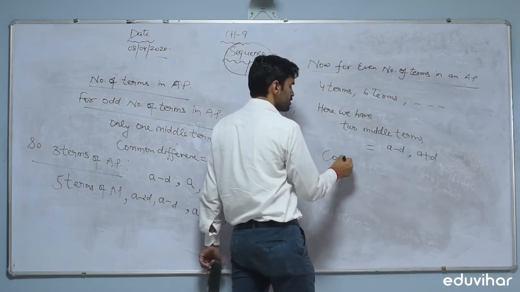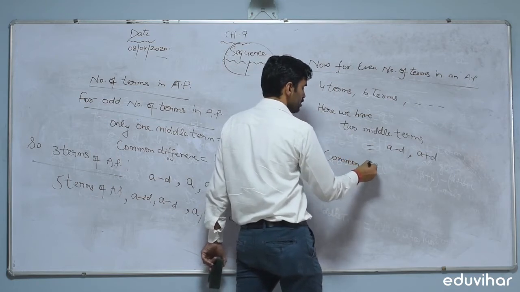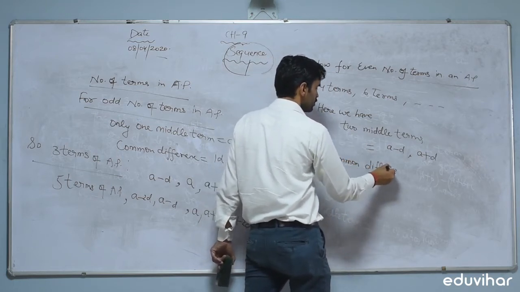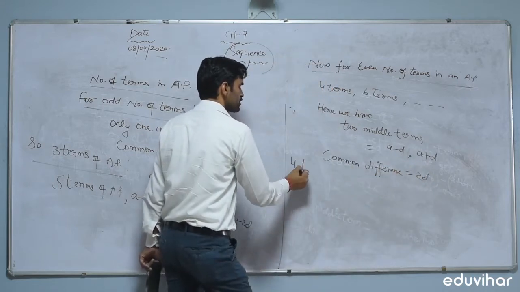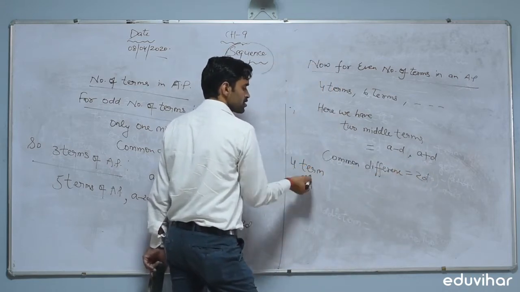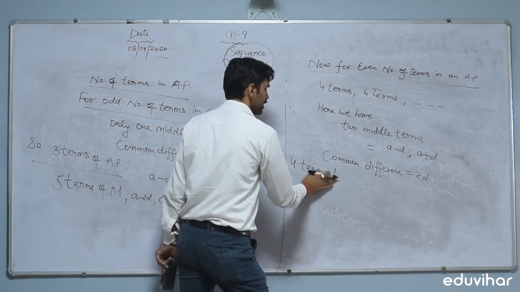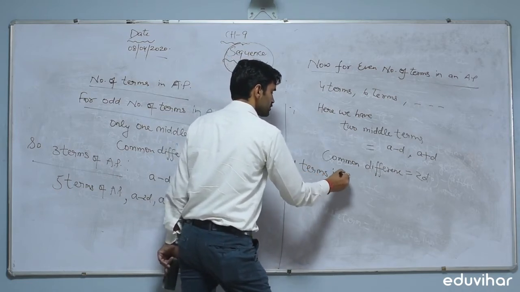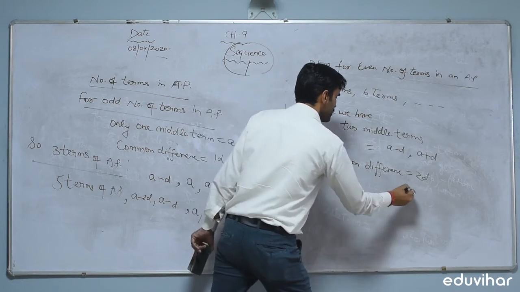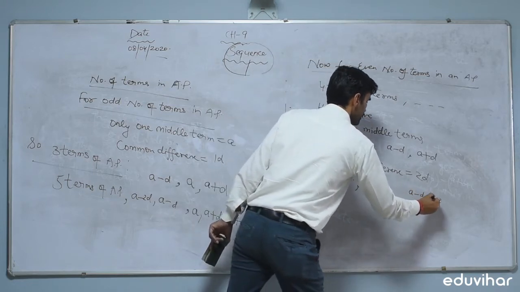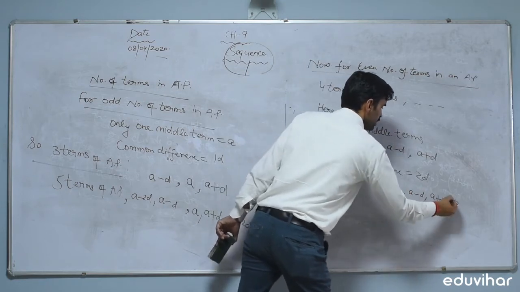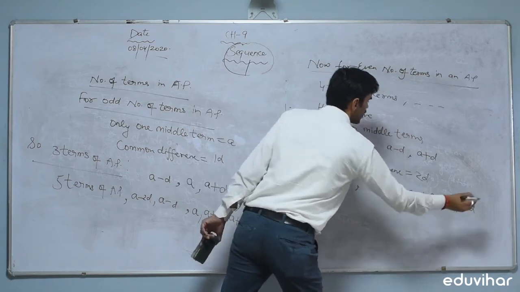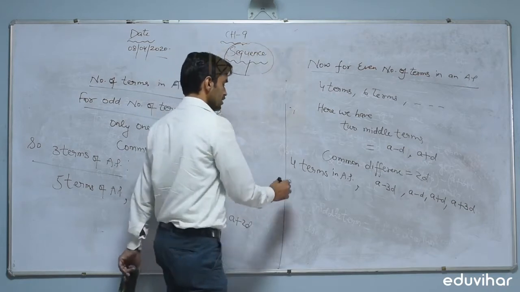Here a common difference of 2D is considered. So for 4 terms in AP, what is given? 4 terms in AP must be A minus 3D, A minus D, A plus D, A plus 3D. These are the 4 terms of AP.